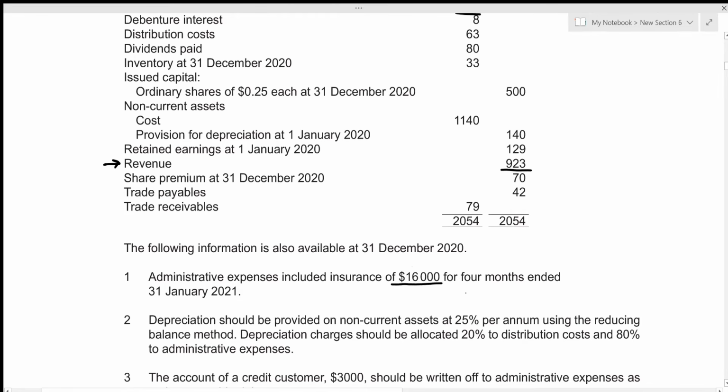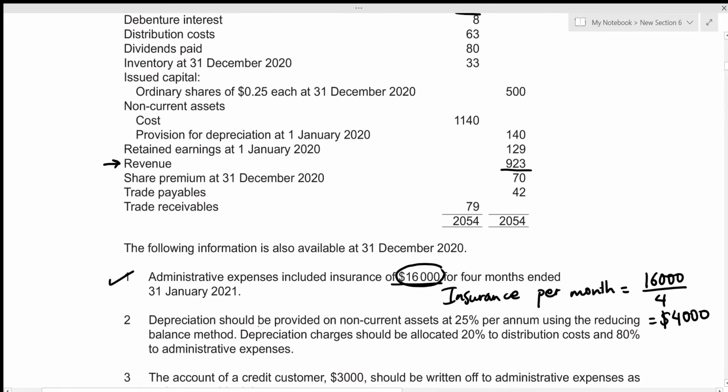So let's just figure out the insurance per month first. So insurance per month is just going to be 16,000 divided by 4 because it clearly states that 16,000 was the expense for 4 months. Now the insurance per month is just going to be 4,000. So there is an additional 4,000 included in the administrative expenses, which should not have been included. So we need to subtract 4,000, right? We completed this information.